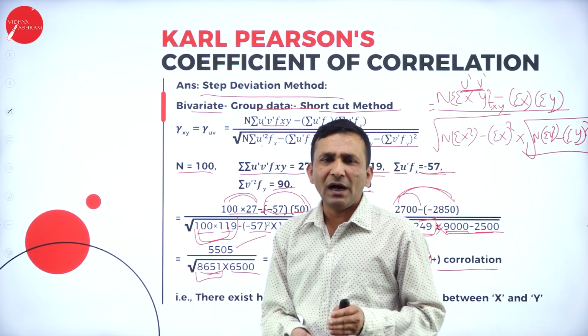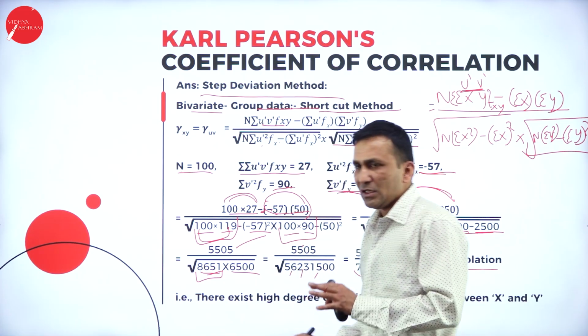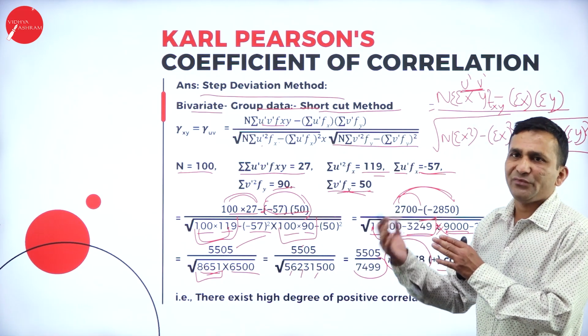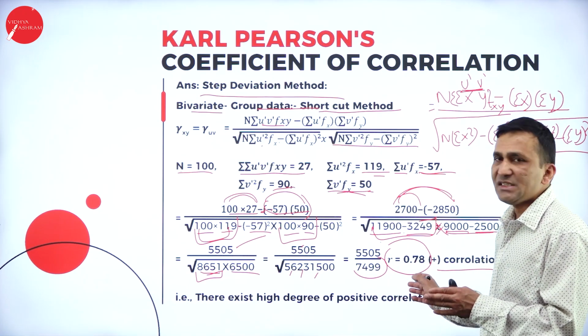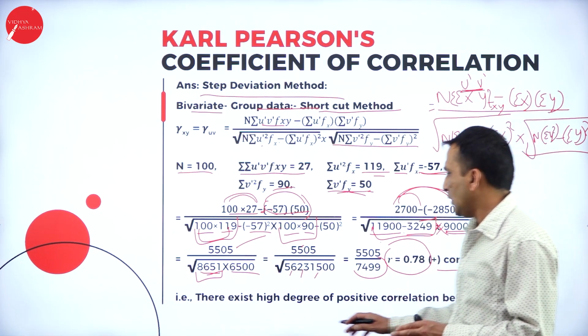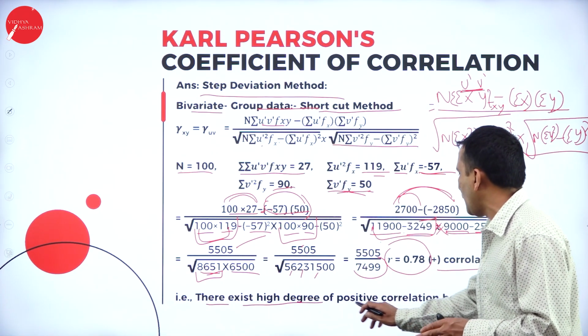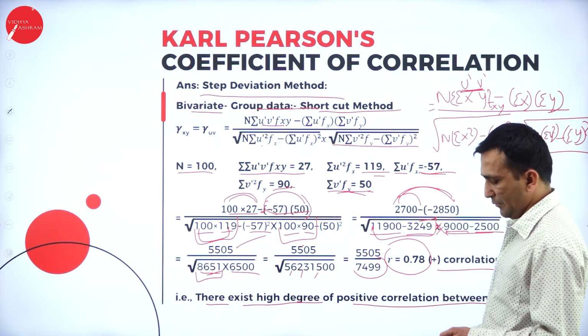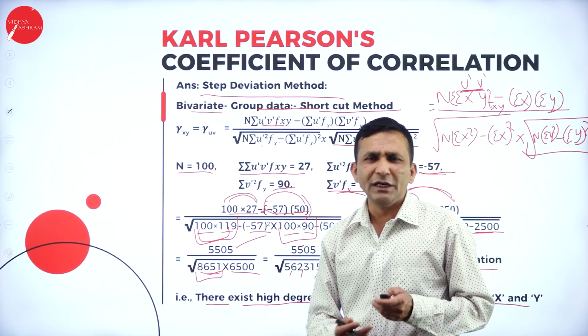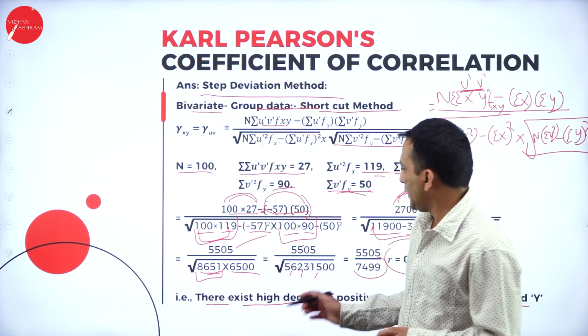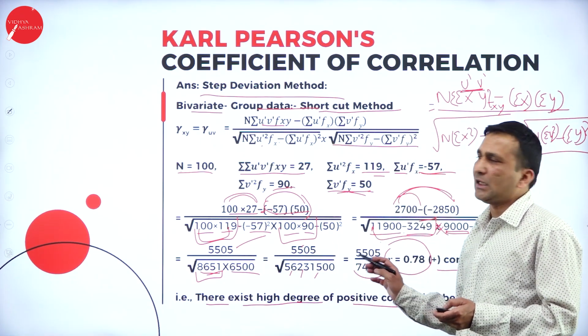So you have to write the comment, because it is more than 0.5 with a plus sign, we consider it a positive high degree of correlation. So there exists a high degree of positive correlation between x and y. Now we need to find the probable error, using the correlation whatever we calculated.